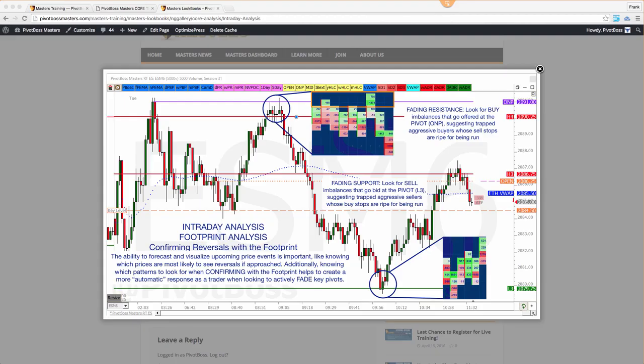Here's a couple of questions. How many ticks before the imbalances would you consider them to be trapped and be looking for an entry?